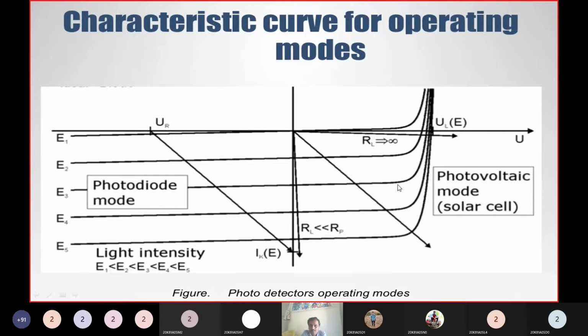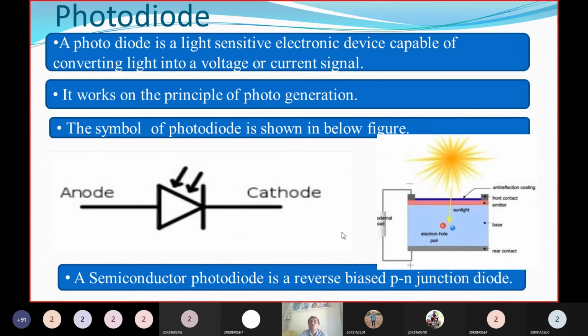The right side part is the photovoltaic cell. In the case of a photovoltaic cell, initially the resistance is very high. What happens while increasing the intensity of light? The resistance reduces, and the current will be like this. Up to a particular voltage, the current will be in the fourth quadrant. After a particular voltage, the current increases very drastically. This is the case for the photovoltaic cell. Okay, now we will discuss the photodiode.